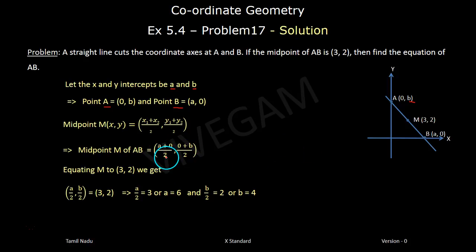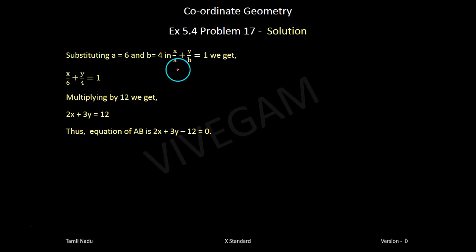So a by 2 and b by 2 is equal to (3, 2), which means a by 2 equal to 3, and from which you get a equal to 6, and b by 2 will be equal to 2, from which you get b equal to 4. So now we have the value of a and b. So all you need to do is substitute the value of a and b in the intercept form and simplify to get the equation. So the intercept form is x by a plus y by b equal to 1. So substitute a equal to 6 and b equal to 4. So this equation will become x by 6 plus y by 4 equal to 1.